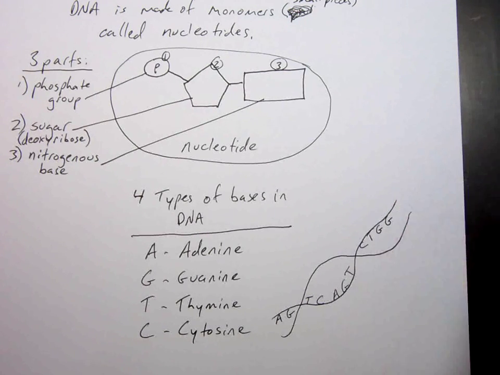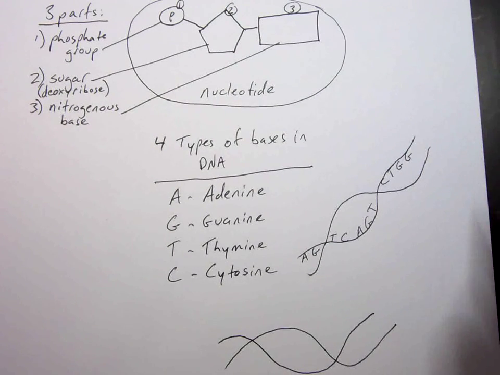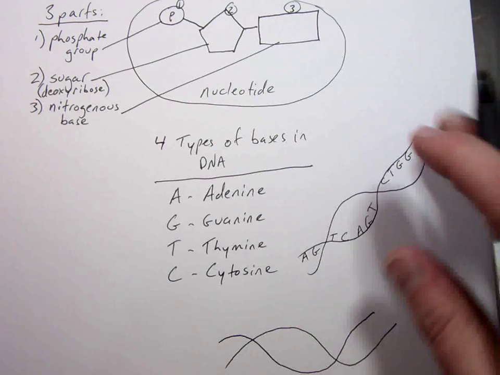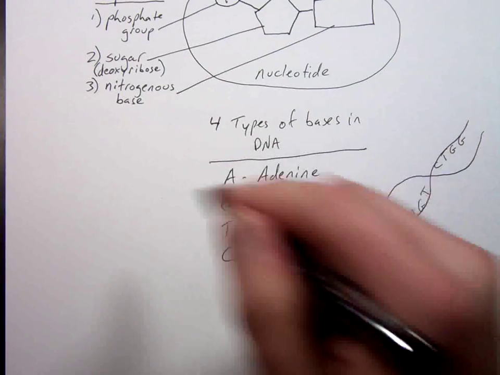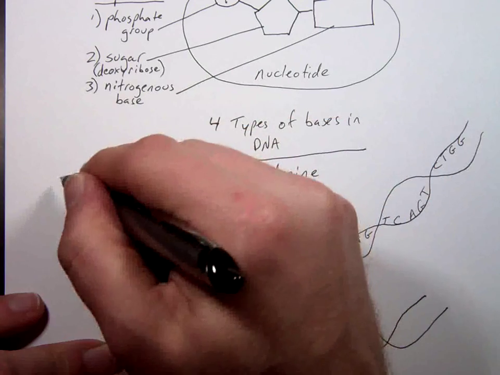Aren't you supposed to make ladders? I mean stairs, and that's what we're about to do. Now there's a rule. There's a rule of how these things come together. I'm just going to redraw it to focus on. Okay. The rule is called the rule of complementary base pairing.